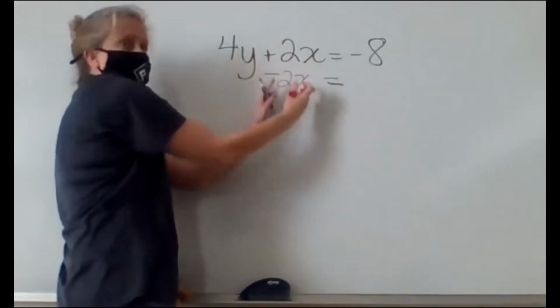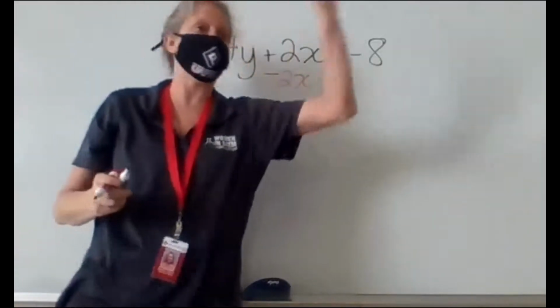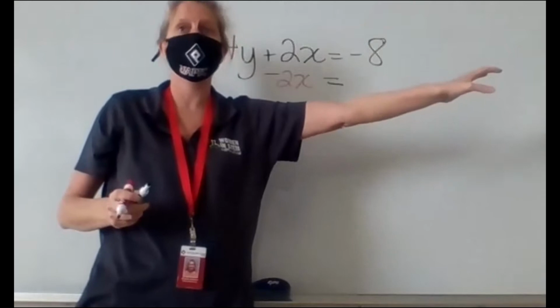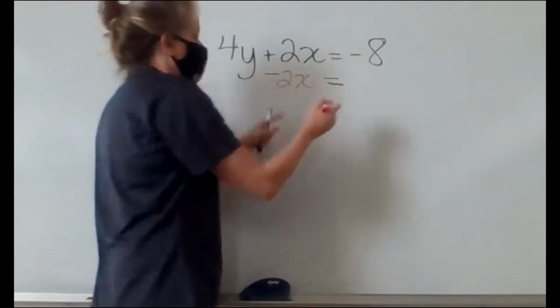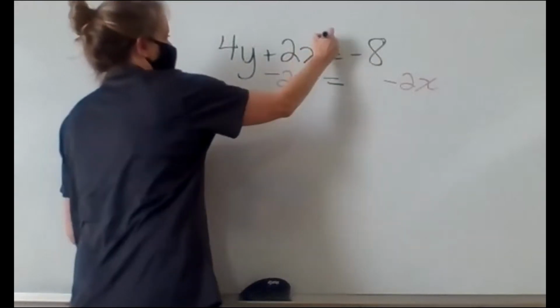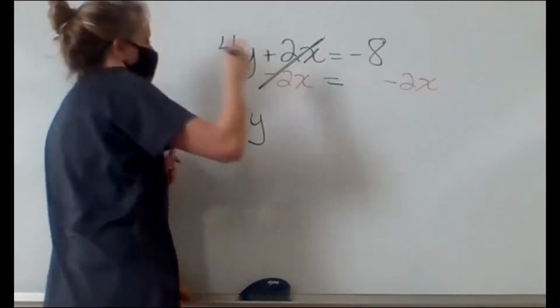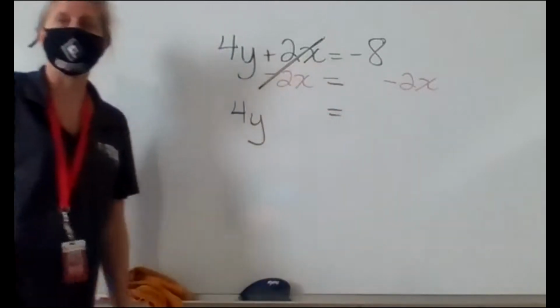If I subtract 2x on this side of the equal sign, remember the rules of equations. If you do it to one side, you got to do it to the other. So I'm going to subtract 2x over here. On the left, it's gone. There's my 4y equals.